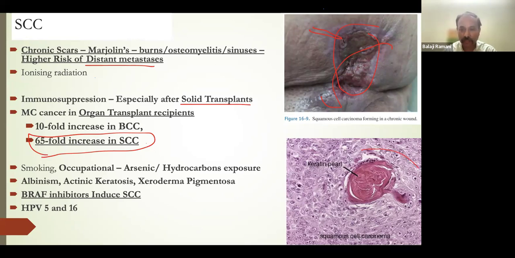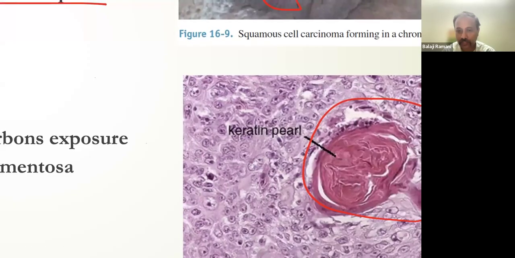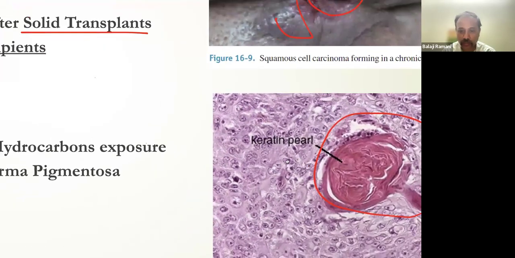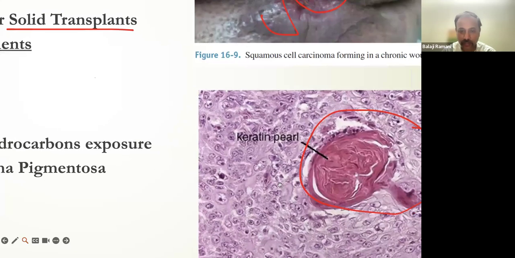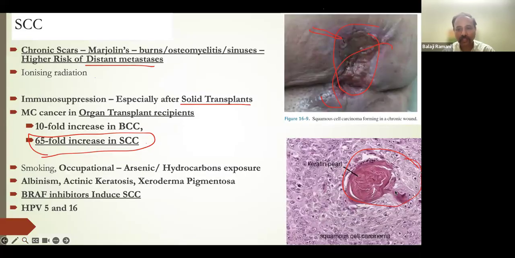And of course, this has come as a question, the classical keratin pearl. You can see that there is nothing there except the keratin layers, like an onion peel appearance inside, with the surrounding squamous cells. You can see the malignant squamous cells with this central keratin pearl. Very classical, usually in a well-differentiated squamous cell carcinoma is where you will find it. Of course, exposure to arsenic.